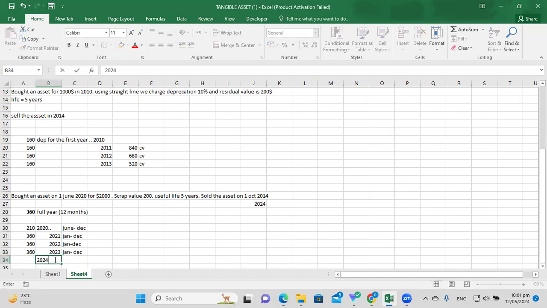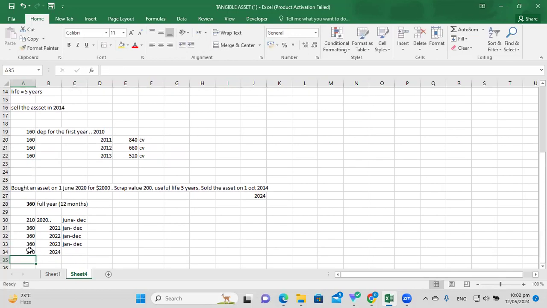Okay, now in 2024, we are selling the asset on 1 October 2024. All right. So how many months did we use the asset for in 2024? Tell me, from January till September, right? 30 September. How many months are from 1 January till 30 September? Because we are selling the asset on 1 October, right? So January, February, March, April, May, June, July, August, September. So these are 9 months that we used the asset for. So how will we take out the depreciation for these 9 months? 360 is for full year, right? And we need it for 9 months. So 9 by 12, we get the depreciation for 2024 is 270. All right, January till September.